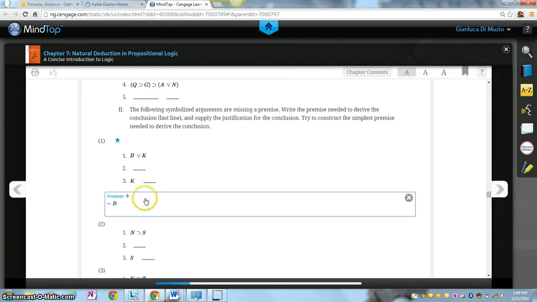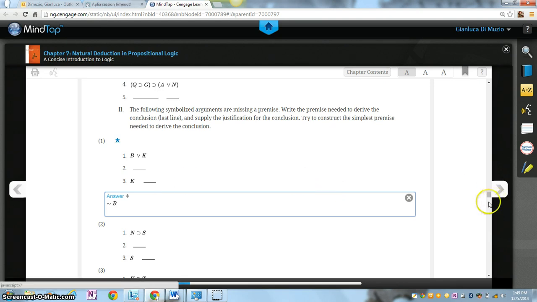Oh, the textbook didn't include the rule, but not B is what goes down here on this bar in place of this blank, and then for this blank you would write 1, 2 disjunctive syllogism, or DS.